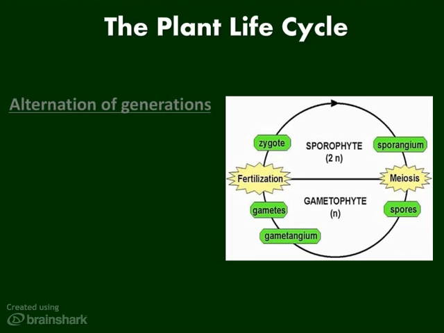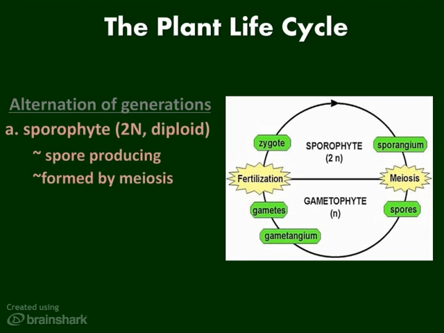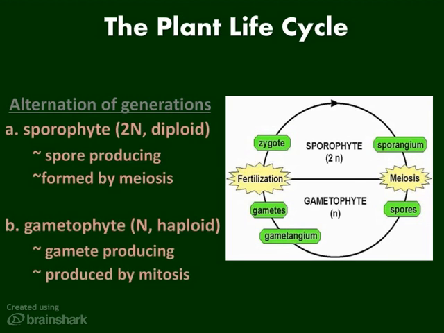While all of this sounds kind of confusing, here's what you need to remember. Plants have two distinct parts to their life cycle. One part has cells that are 2N or diploid. It's the sporophyte phase, they're spore producing, and it is formed by meiosis. Okay? Then we have the gametophyte phase. It is N or haploid. It is the gamete producing phase and is formed by mitosis.